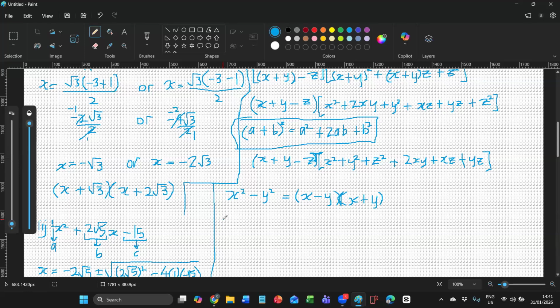So the only difference, the one for the sum of two squares, looks something like this: x squared plus y squared, right, equals x plus y, all squared, minus 2xy.